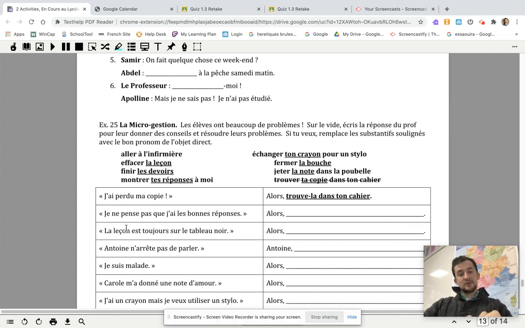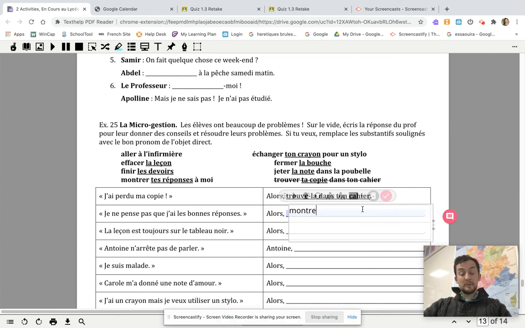So the student says, Je ne pense pas que j'ai les bonnes réponses. I don't think I have the right answers. Go to the nurse, erase the lesson from the board, probably. Finish your homework. Show your responses to me. There you go. So show your responses to me. Since we're talking to a student, we're going to conjugate it in the tu form. Remember, no S. Montre tes réponses à moi. If you want to do it like that, that's fine.